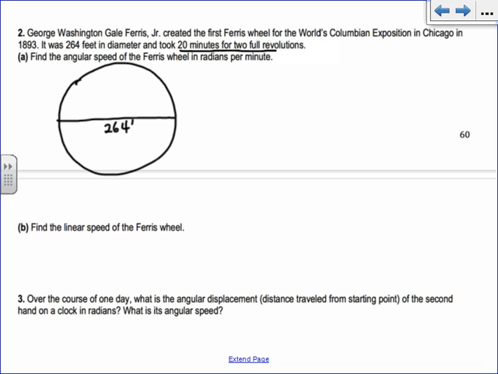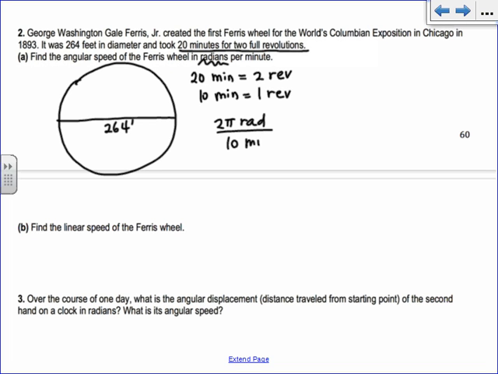Okay, so if it's taking 20 minutes for 2 full revolutions, how long does it take for 1 revolution? So when I talk about something in radians per minute, 1 revolution is the same as 2 pi radians. So it takes 10 minutes for 2 pi radians. So we're going to say 2 pi radians per 10 minutes. That's how long it's taking. So it reduces down to pi over 5 radians.